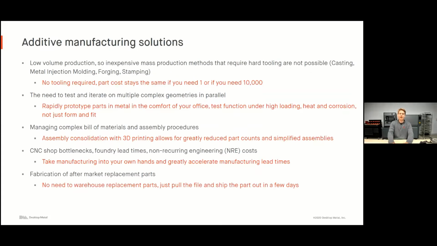So how does additive manufacturing help with these challenges? In terms of low volume production, of course, there's no tooling involved at any point during the 3D printing process.